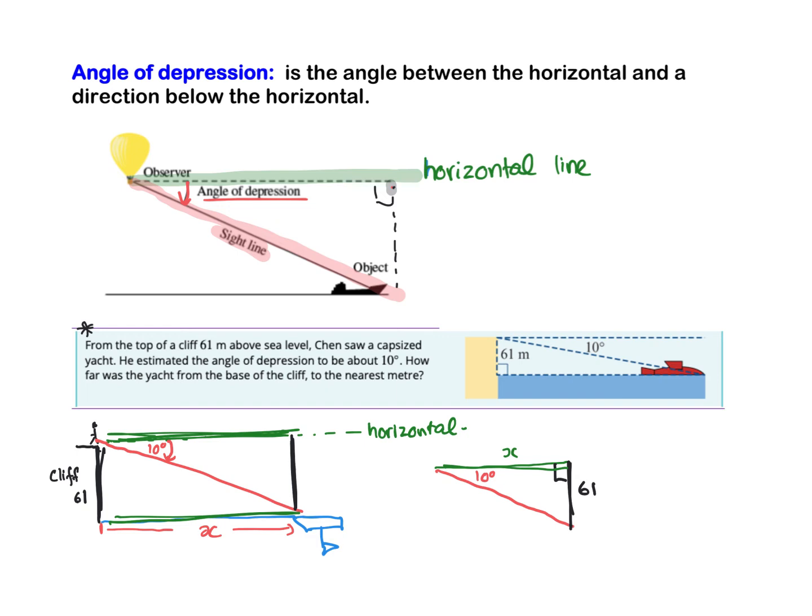All right, so now let's label this. What side is the 61 meters? Good. And then what's this one? Adjacent. So we're doing tan again. So tan angle equals O over A. So tan 10 equals 61 over x.